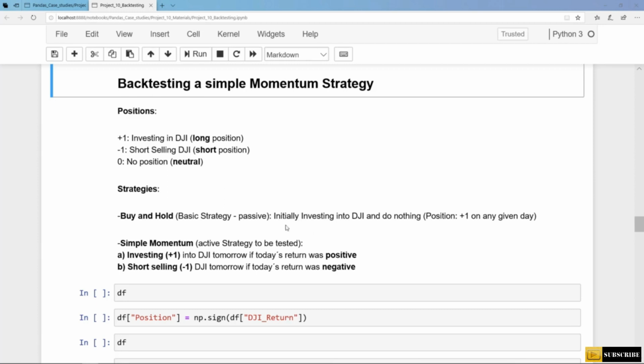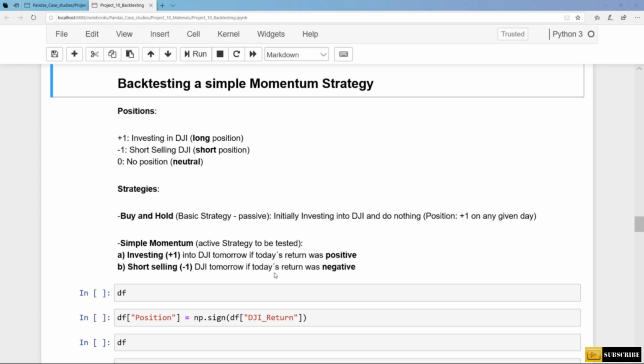And then we have a simple momentum strategy that we want to backtest. This is an active strategy because we take actions based on certain conditions, so we change the positions here. The rule is pretty simple. At the end of the day, if today's return was positive, then tomorrow we will invest and take a long position.